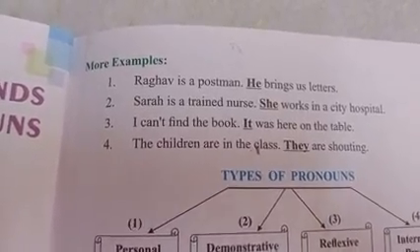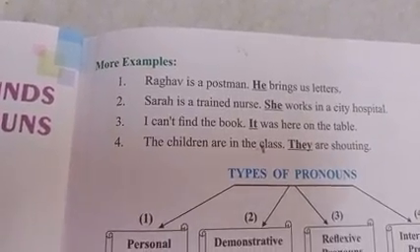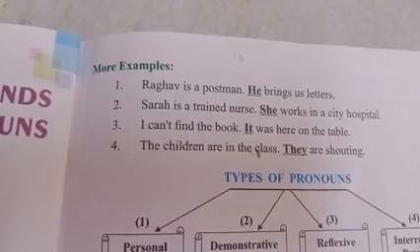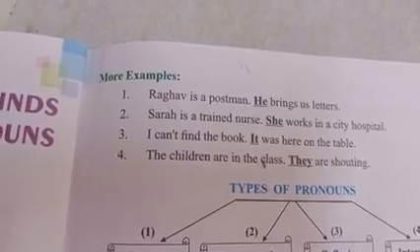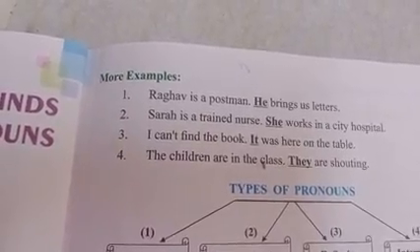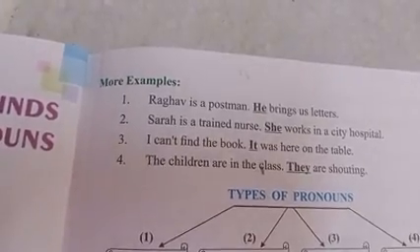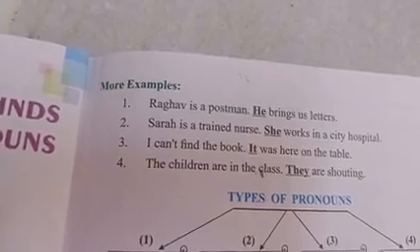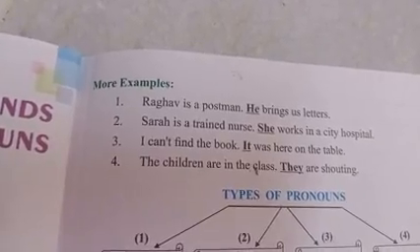I can't find the book. It was here on the table. So for the book, we are using the pronoun it. The children are in the class. They are shouting. So for children, we are using the pronoun they. So he, she, it, they, these are pronouns. So pronouns are words which are used in place of nouns.